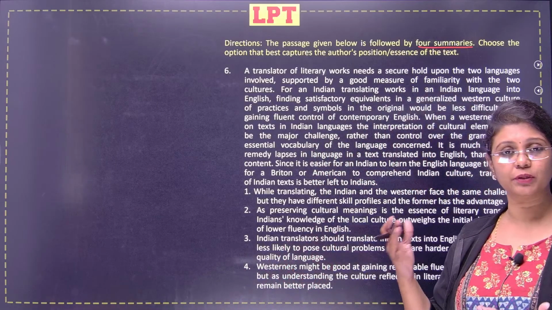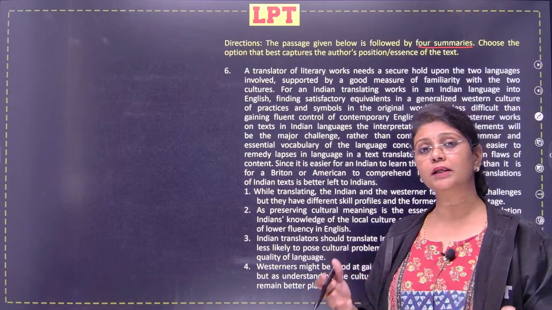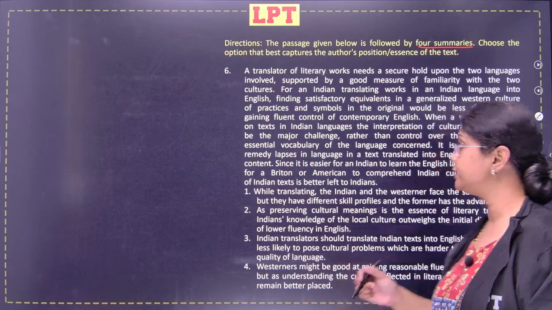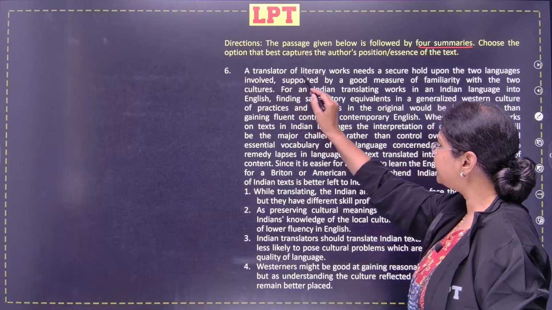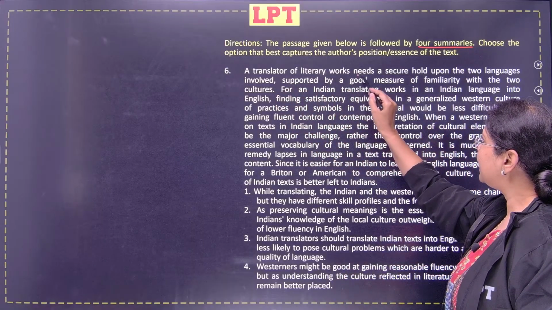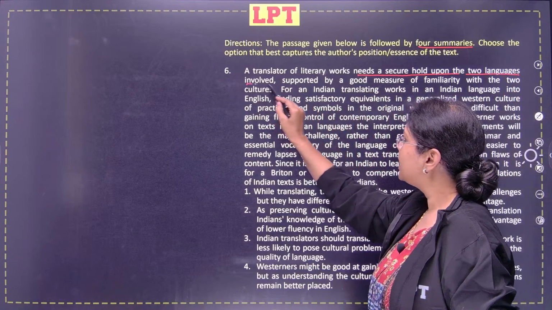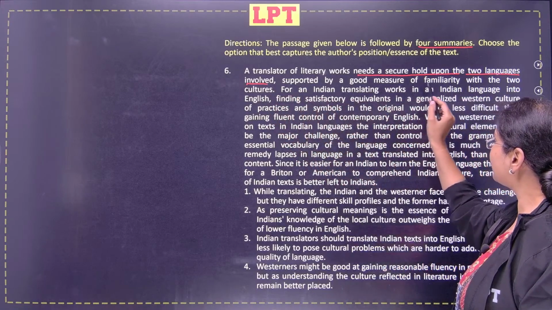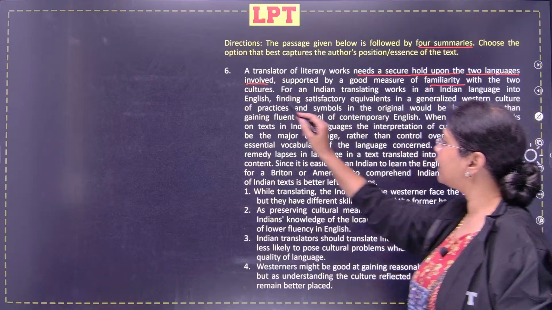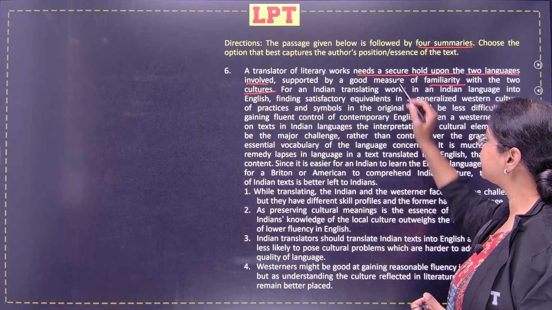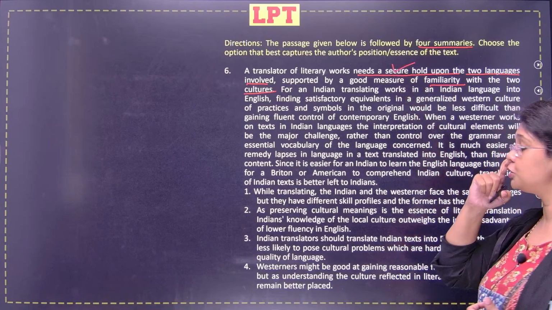paragraph together and try to understand what the important details are and see how we eliminate the choices. So it says a translator of literary works needs a secure hold upon the two languages involved, supported by a good measure of familiarity with the two cultures. Okay, so when you're talking about a translator of literary works, it needs a secure hold upon the two languages involved.